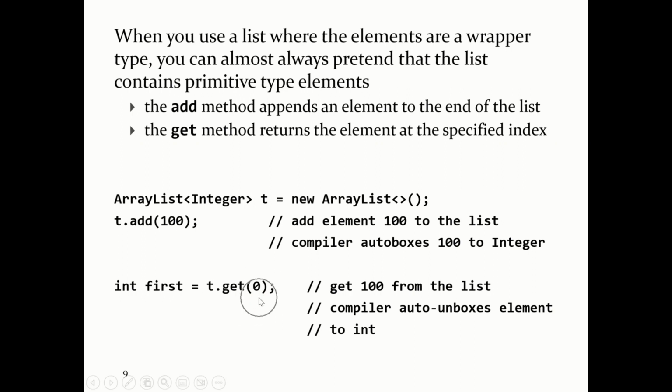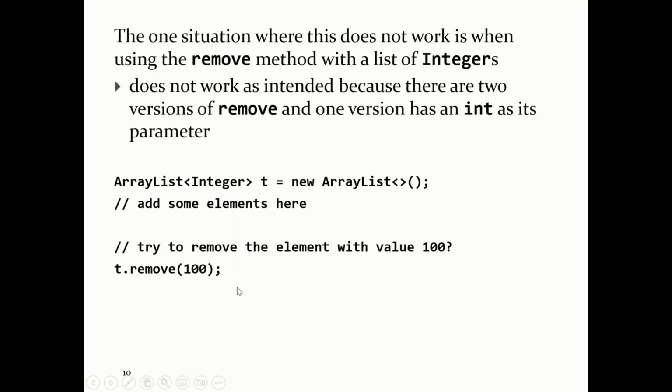So get is the method that you use to retrieve an element from the list, and you do it by index. So this would be like t[0] if you're using an array. t.get(0) gives you back the first element in the list if it's there. Now that's an Integer reference, but you can store that in an int variable because the compiler just converts the reference to an Integer to an int value by auto-unboxing the reference. So you can just pretend that the list really holds a bunch of ints, except for one particular case.